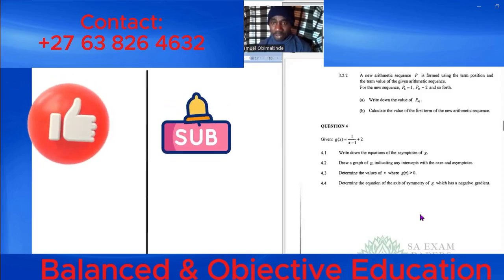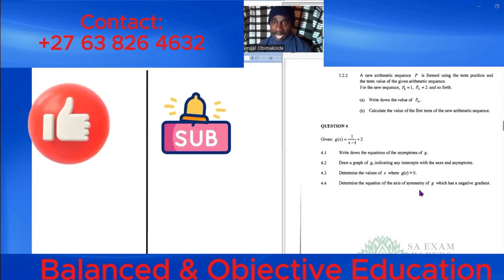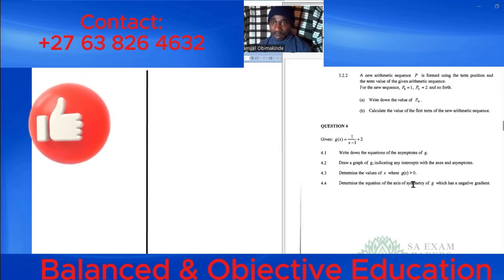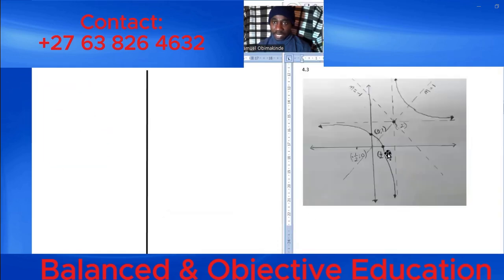3, they want us to determine the values of x where g of x is greater than 0. That is the values of x where g of x is positive. We can answer that question directly from the graph. If you see here, this is the x-intercept, and you will see that the values of x to the left of this x-intercept will give you the value of this curve in the positive y-axis.